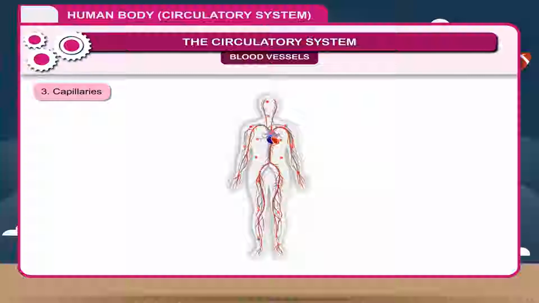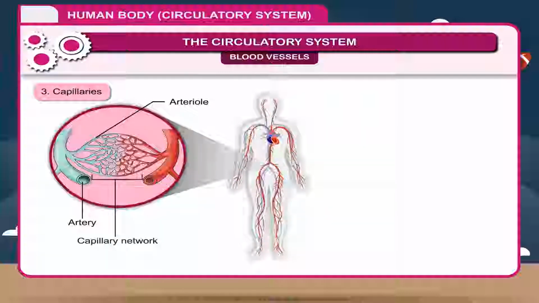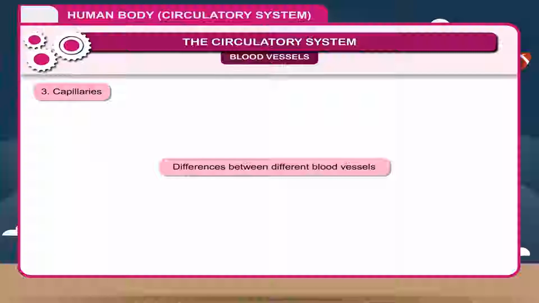3. Capillaries. The arteries are converted into fine tubules, which are called arterioles, and finally into capillaries, which form a network. They are the tiny link between the arteries and the veins where oxygen and nutrients diffuse into the tissues. Differences between different blood vessels.